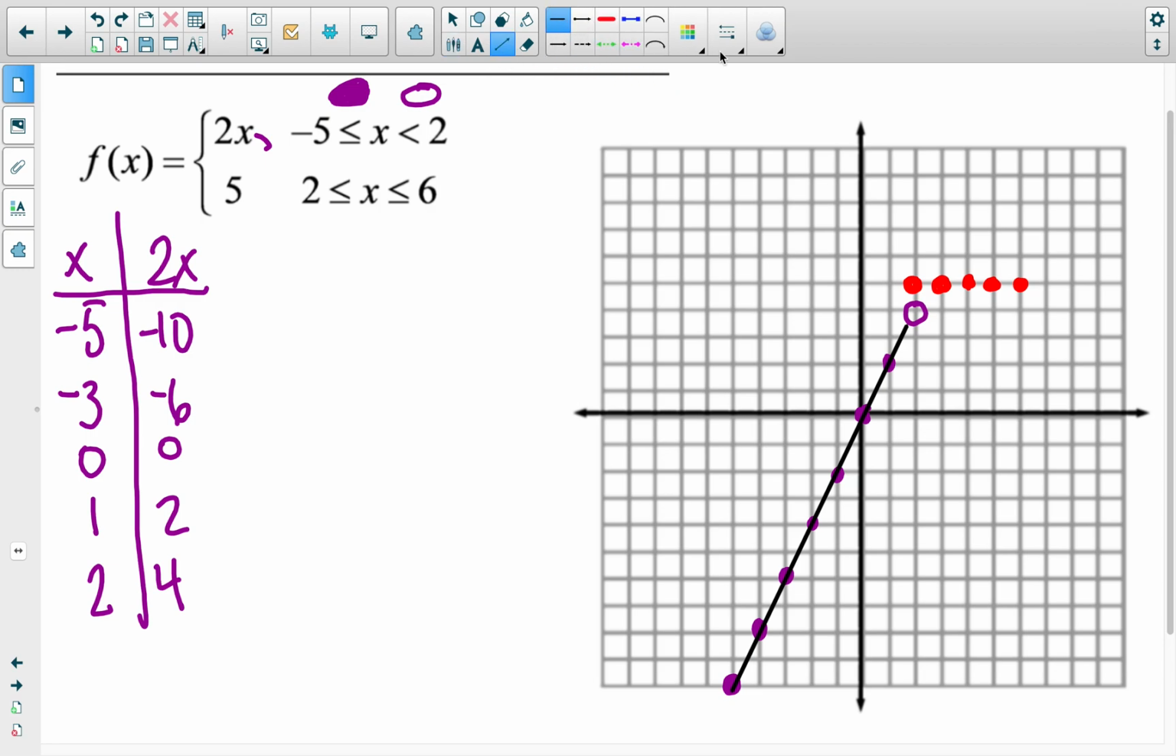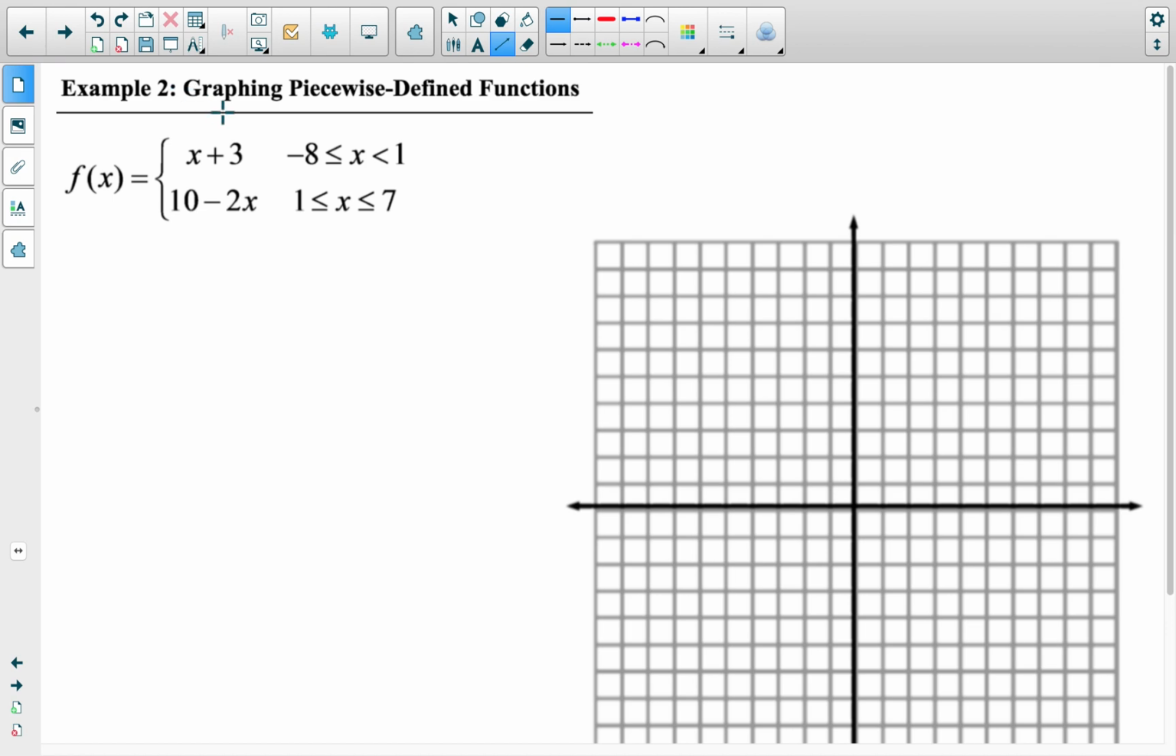So I'm going to create a segment right there, and that is our piecewise function. We have closed circles on both ends because we have less than or equal to symbols. And that's what our graph looks like. They can get a little bit more complicated, as you can see from this next example.